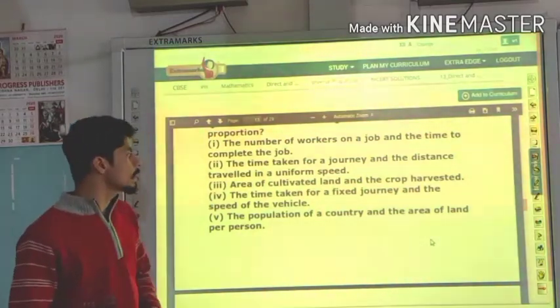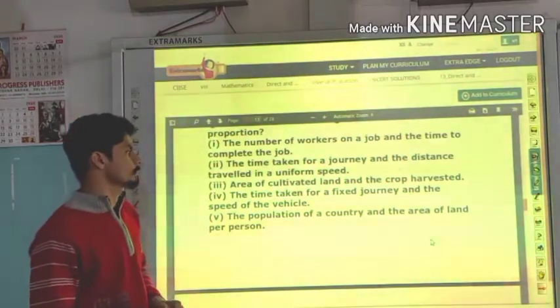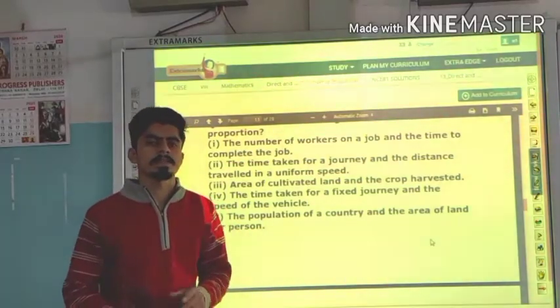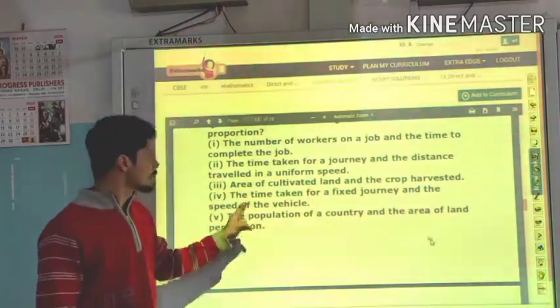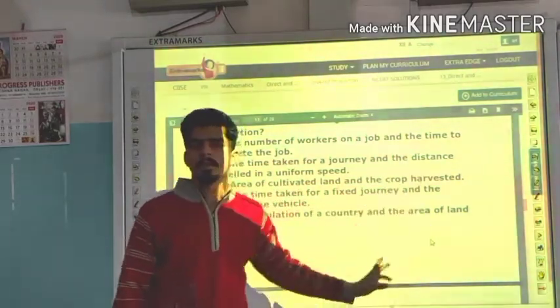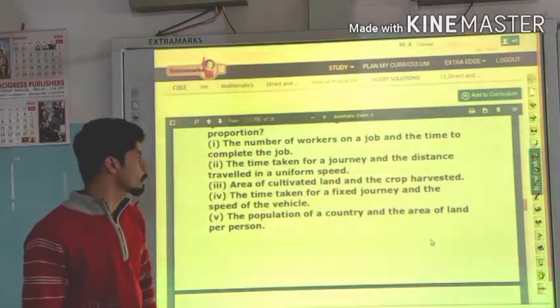Third one is the area of cultivated land and the crop harvested. This situation is also in direct proportion, because if the area is increasing, then we get more crops harvested. So this is in direct proportion.